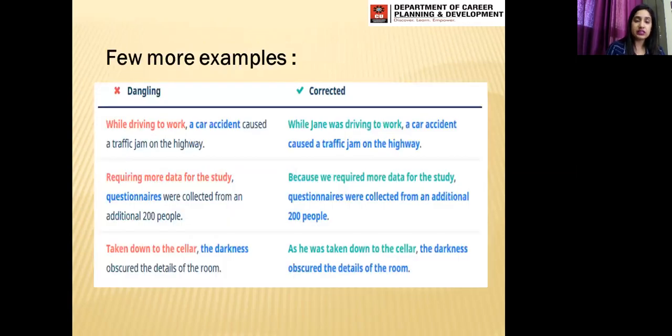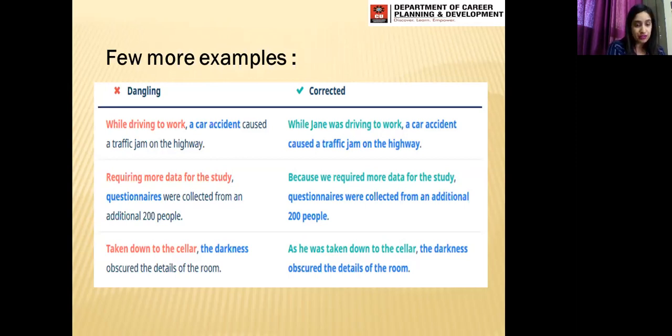Now, for your understanding, there are certain more examples to make it clearer. The first sentence is, "While driving to work, a car accident caused a traffic jam on the highway." We are working on the first part, that is, "While Jane was driving to work." Here the person was missing, that is, who was driving. So we added that person. "While Jane was driving to work, a car accident caused a traffic jam on the highway." Is it clear? Okay, moving forward to the next sentence.